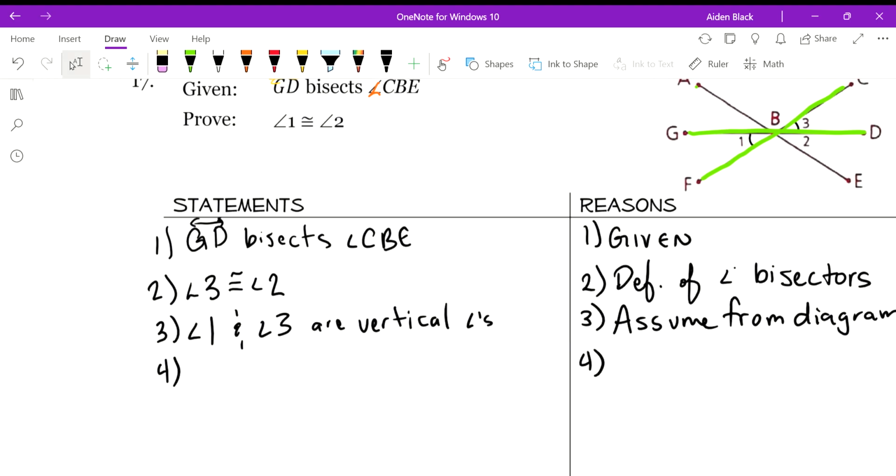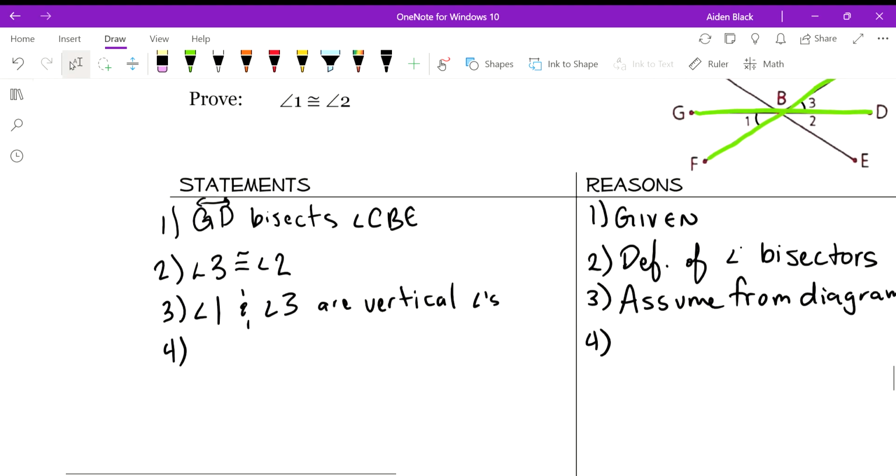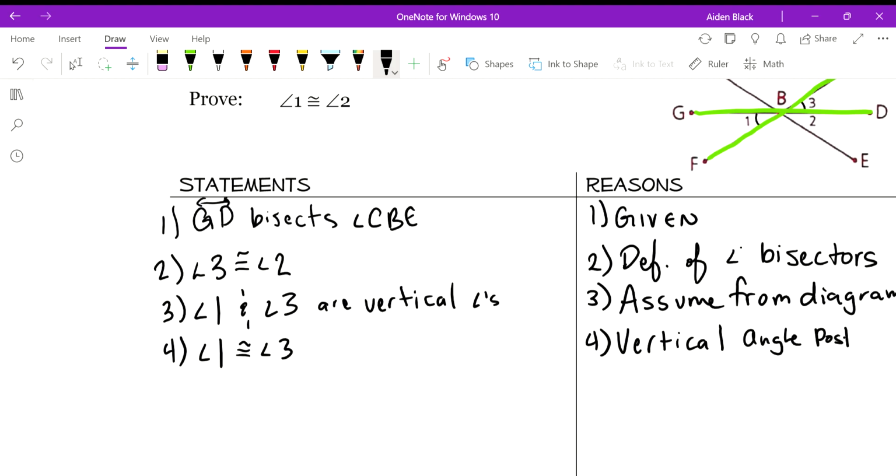Okay, now that we know angles 1 and 3 are vertical angles, and our reader knows that angles 1 and 3 are vertical angles, we can say that they're congruent. We know vertical angles are congruent because of the vertical angles postulate. Number 5. Notice if angle 1 is congruent to angle 3, but angle 3 is congruent to angle 2, we can say that angle 1 is congruent to angle 2.